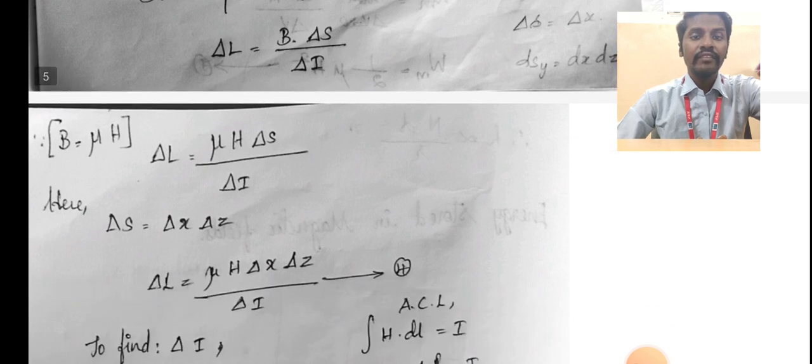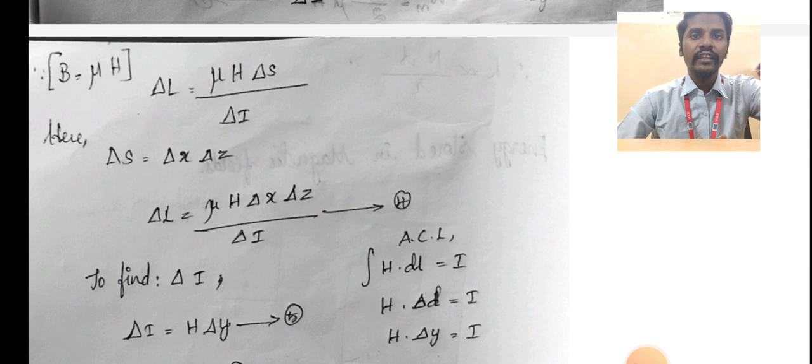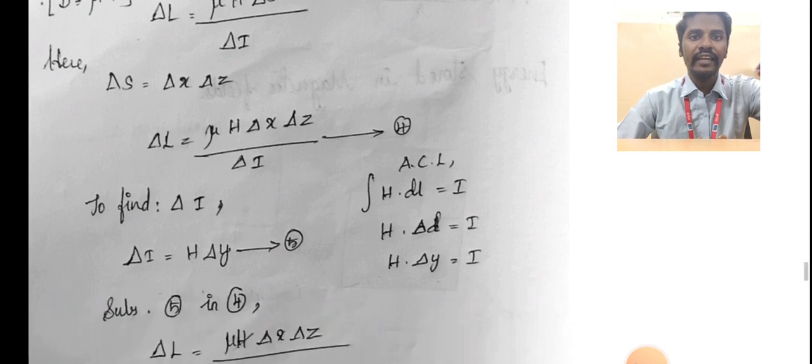We know that B is equal to mu into H. Therefore del L is equal to mu H del S divided by del I. Here the surface is lying on the x and z plane. Therefore del S is equal to del x into del z. Therefore del L is equal to mu H, replacing del S by del x del z, divided by del I.